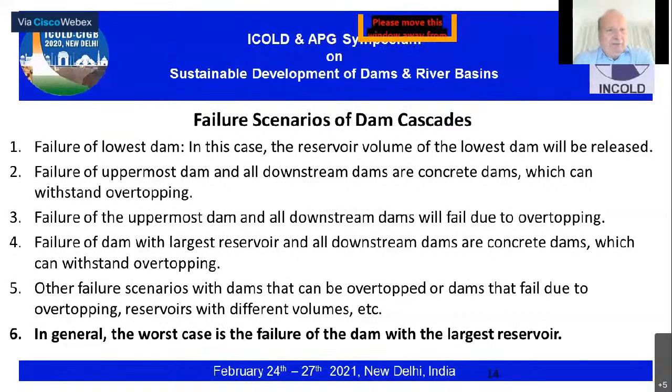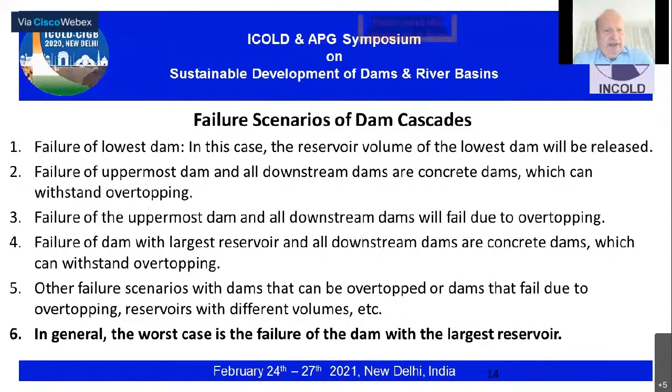Second one, the failure of the uppermost dam, if you assume that all downstream dams are concrete dams which can withstand overtopping. Okay, the damage is also not the worst case.